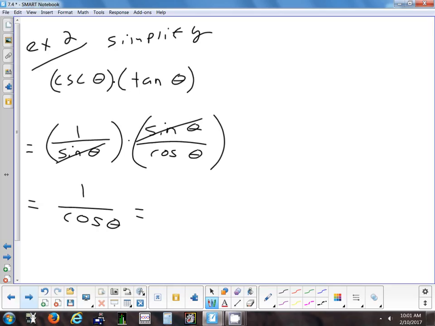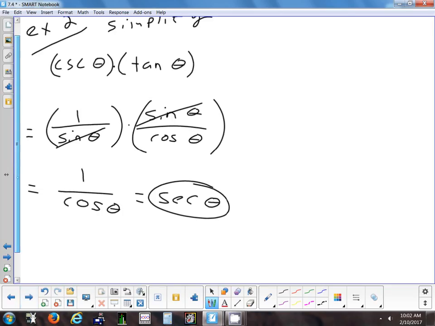And what's 1 over cosine? Not sine. Secant, yeah. Right? So again, we took something that was a product, 2 different trig functions, and then we got rid of the product, and now we made it 1 trig function. This would be a lot easier to do calculus stuff with than the original problem. Okay, but for us, that's just where we stop. Any questions on that one?